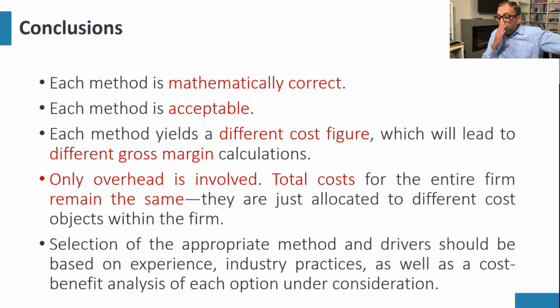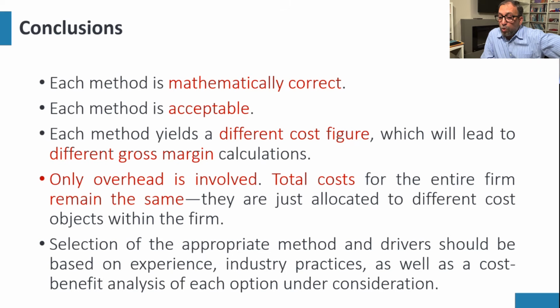So the conclusion is that each method is mathematically correct, whether it's a standard or traditional method of costing, or it's ABC costing. Why is it mathematically correct? Because the bottom line is not changing. Each method is acceptable from an accounting standards point of view as well. Each method yields a different cost figure, which, as I showed you here, will lead to different gross margin calculations.